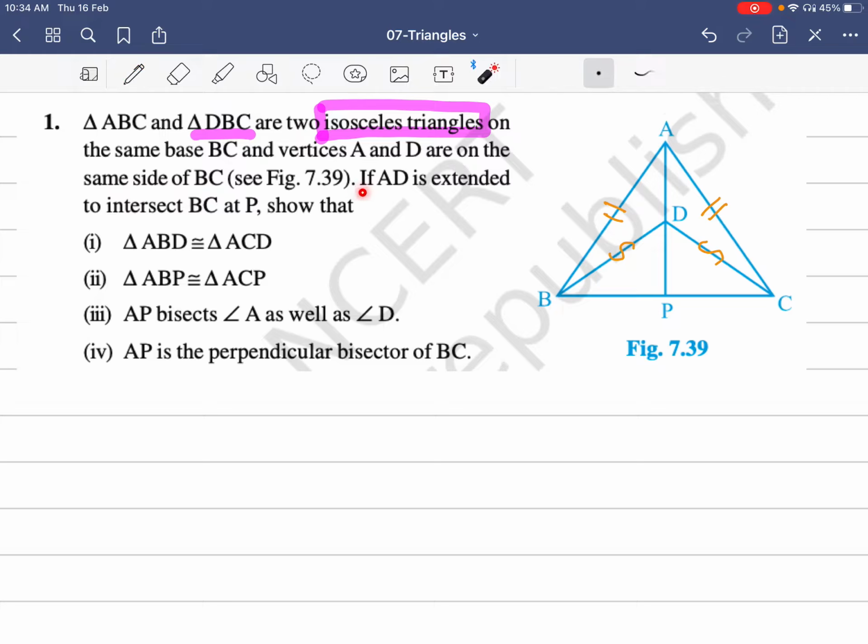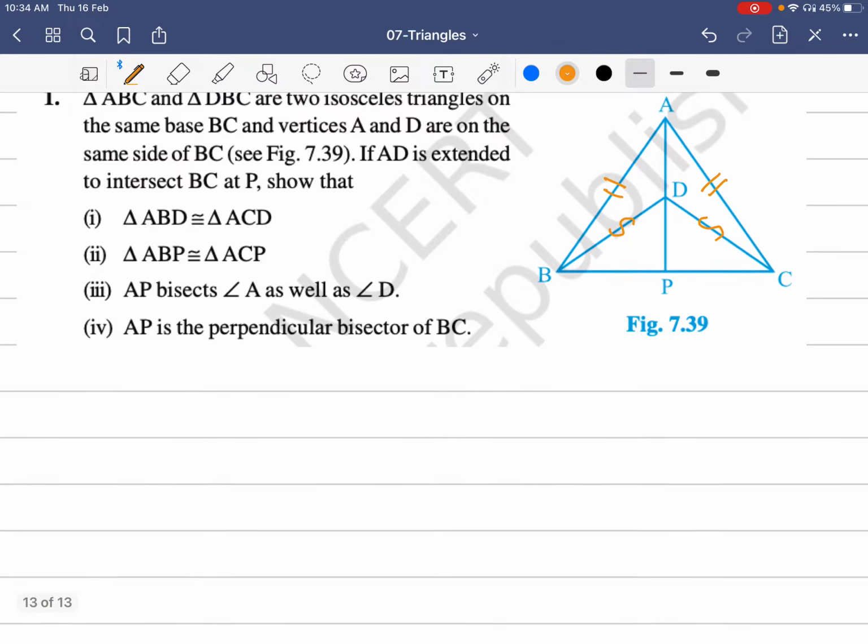Now, if AD is extended to intersect BC at P, so this is the line AD which is extended to intersect BC at this point P, show that. And there are 4 things to be shown. So we'll see them step by step. Let's remove this as well.